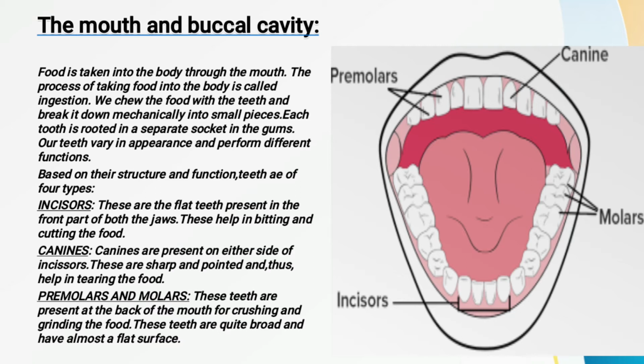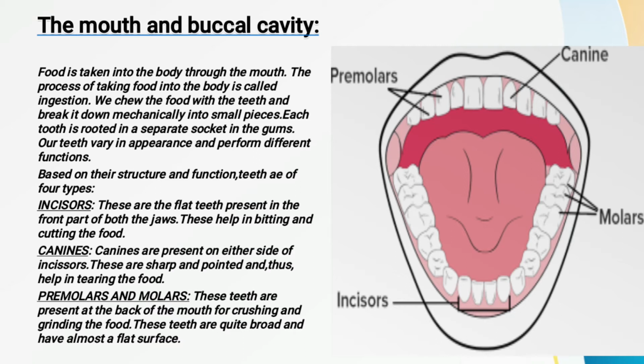Now what we do here, we chew the food with the help of teeth. Afterwards, we break the food into smaller pieces. Whatever teeth are present in our mouth, each tooth is rooted in a separate socket in the gums. You can also see that teeth have different kinds of shapes, and they also have different kinds of functions.